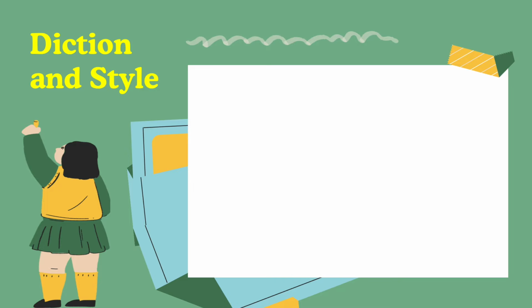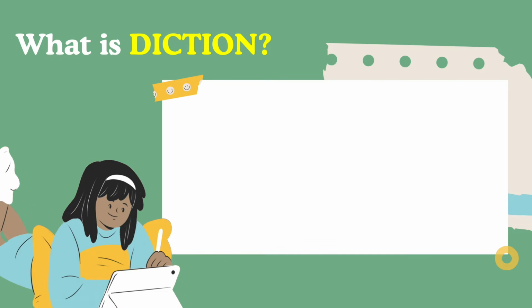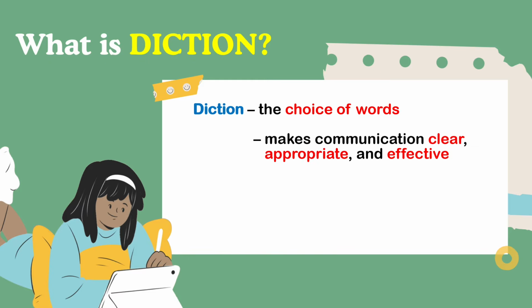Let us start with diction and style. Just a reminder, we have discussed this in one of our lesson videos during the first quarter. So to fully understand what they are, I suggest you watch the video again after this lesson. But to refresh, diction refers to the choice of words used in writing or speaking. It is important because the correct choice of words helps make communication clear, appropriate, and effective.